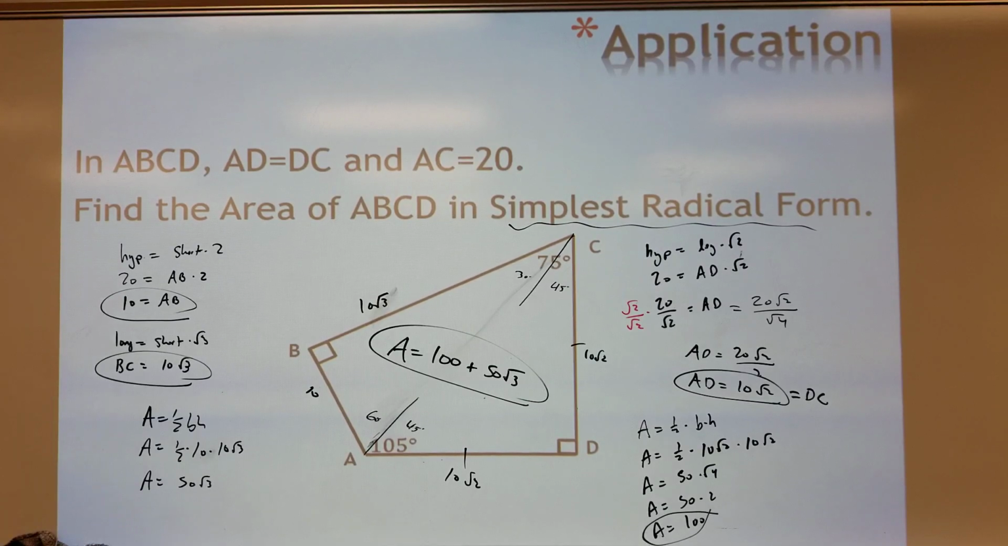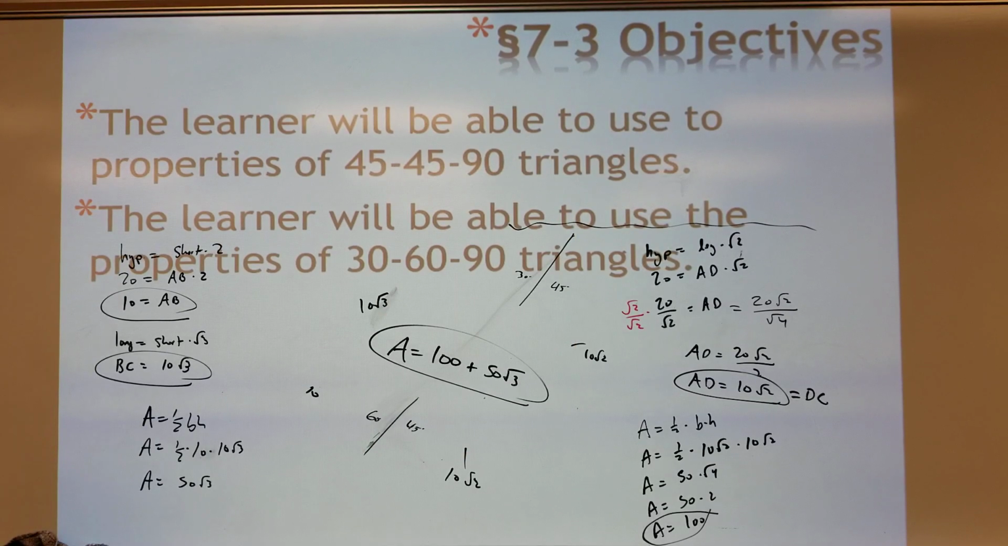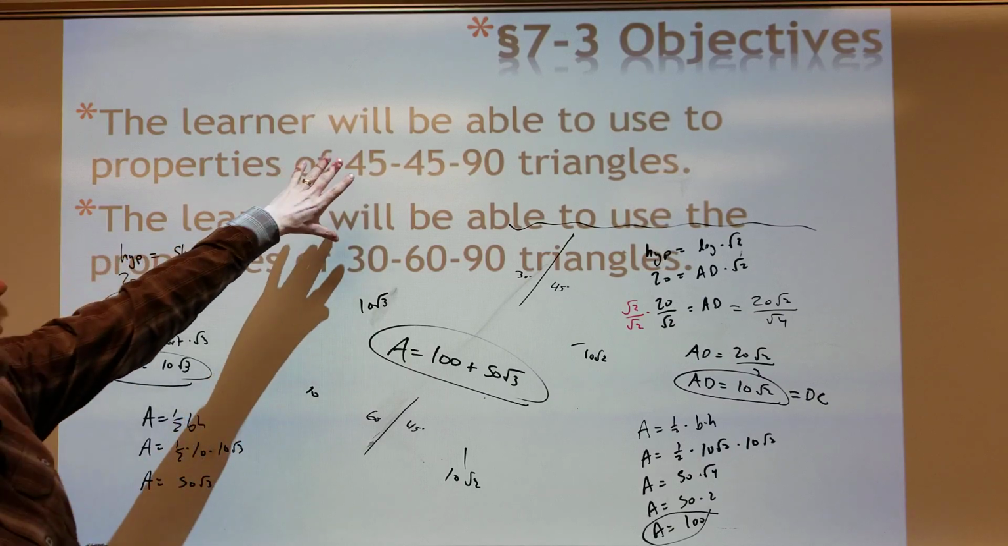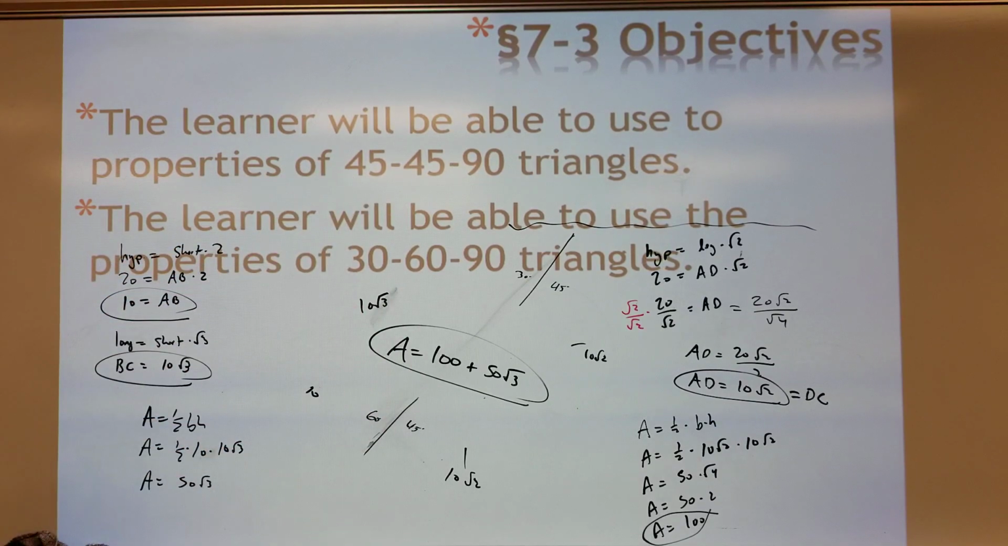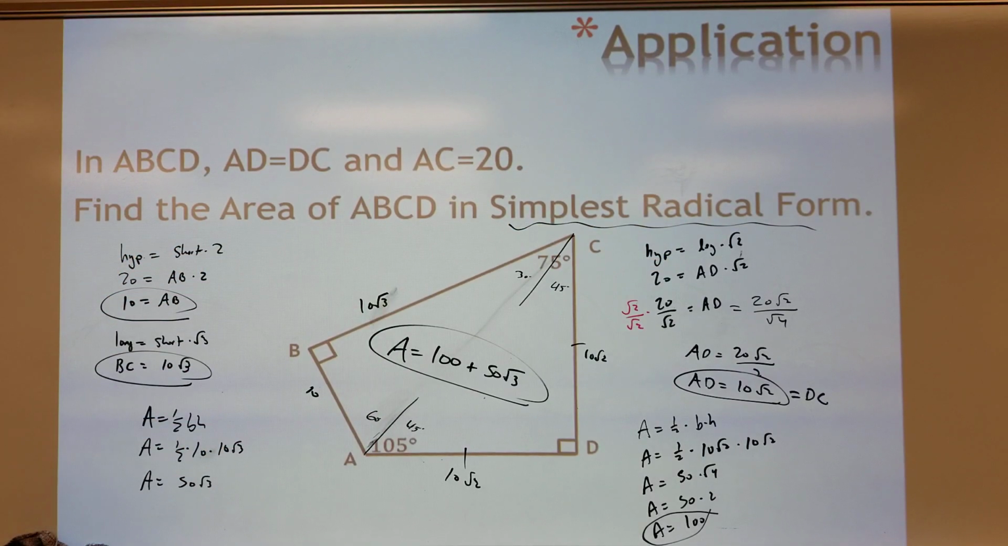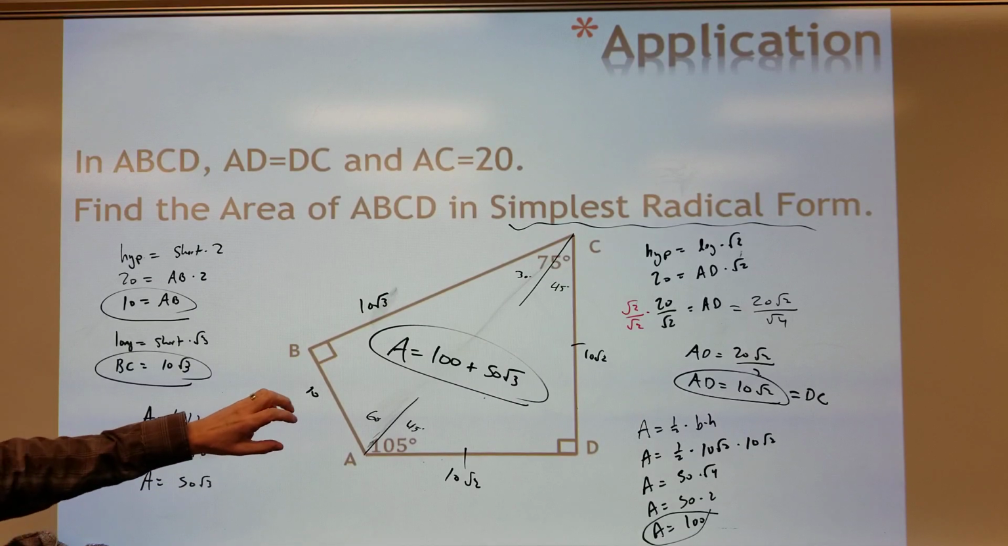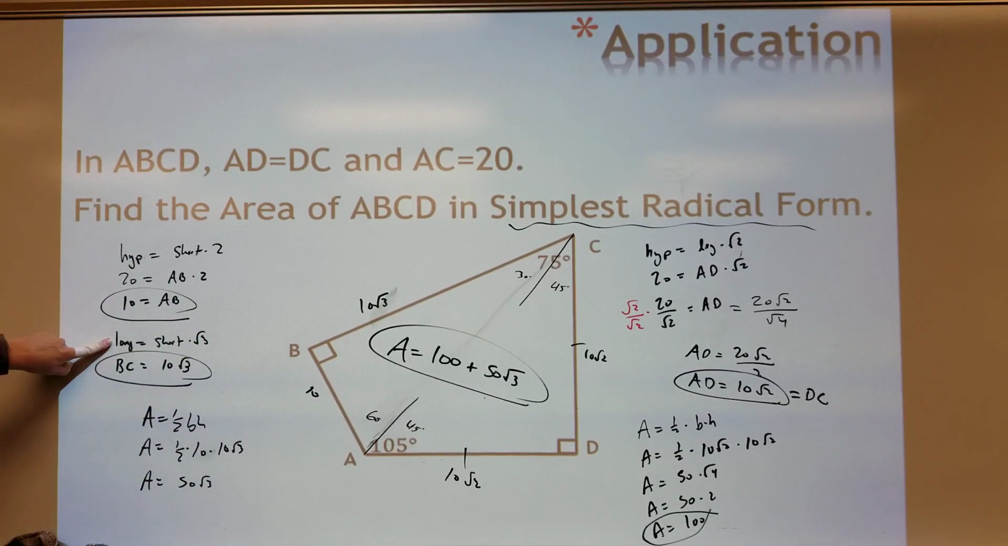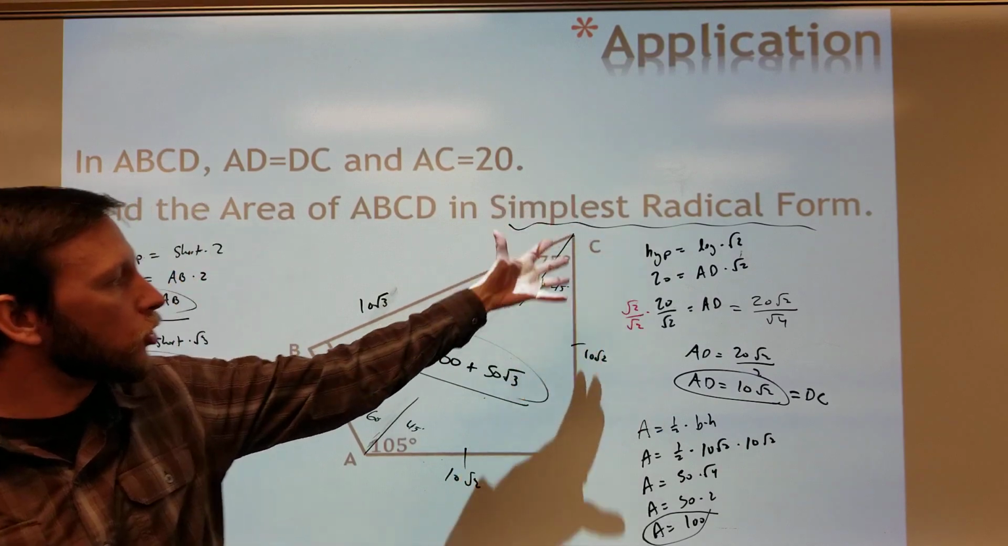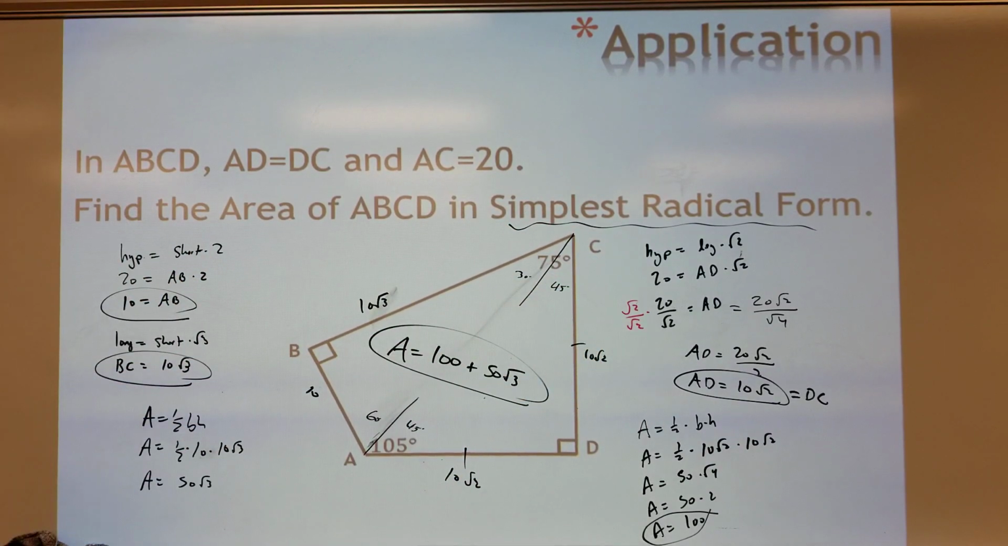So that rounds out our work. And we should now understand and apply the properties for 45, 45, 90 and 30, 60, 90 triangles, those special right triangles, using the relationships that we have in this kind of formulaic approach to find the lengths of sides, use those lengths of sides to find the areas of triangles.